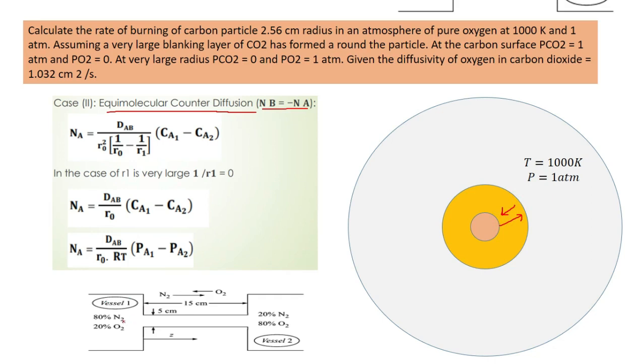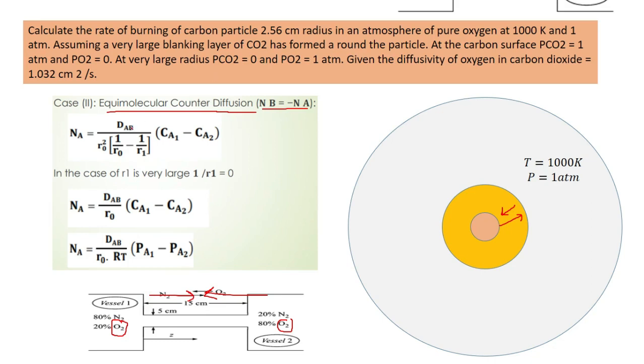Just like this: if you have a vessel with one side containing 80% nitrogen and 20% oxygen, and the other side 20% nitrogen and 80% oxygen. Here the oxygen concentration is high, while here it is low, so oxygen will travel to this side, while on this side the nitrogen is higher and here the nitrogen is low, so nitrogen will transfer from this side to this side. This is the example of equimolar counter diffusion.